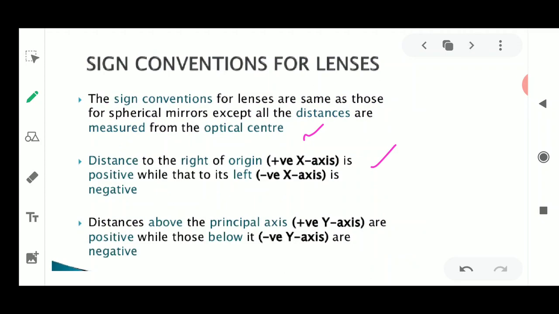Next, the distance on the right side of the origin along the x-axis is taken as positive, while on the left side it is always taken as negative. Everything else remains the same; only with the focus is the sign convention just the opposite. Next, the distance above the principal axis is always positive, and the distance below the principal axis is always negative, because it is below the x-axis. So this was about the sign convention of lenses.